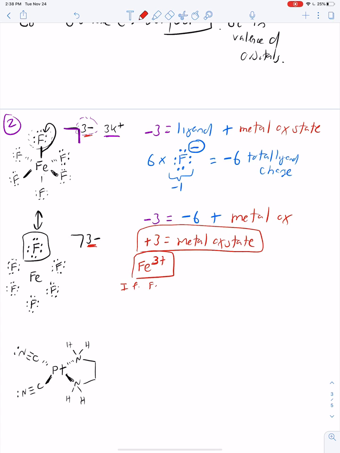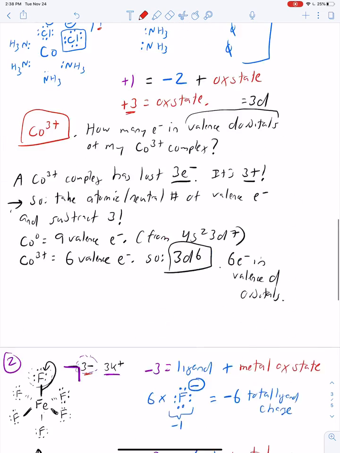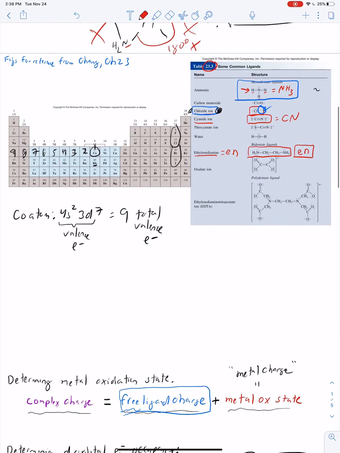If Fe0, the number of valence electrons would equal some number, right? And we have to go to the periodic table to figure that out. So back to the periodic table. I'm going to need to erase all of my counting on here so that we can see. Where is iron? There's iron. How many valence electrons does it have?